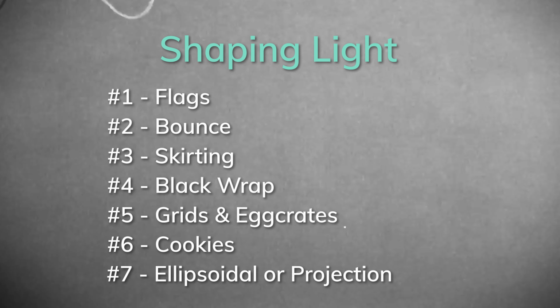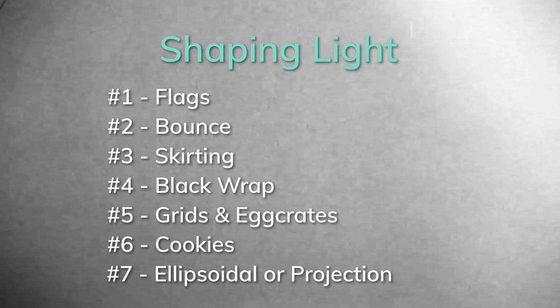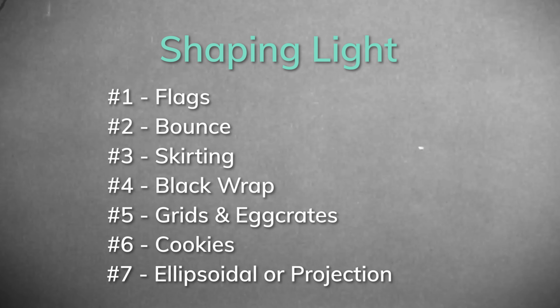Alright, so those were the 7 ways to shape light. Remember, it is incredibly important to shape light so that the scene's lighting does not become flat. As visual storytellers, we are able to direct the viewer's attention through selective placement of light and shadow. Like always, take what you've learned in this video and go create something awesome.